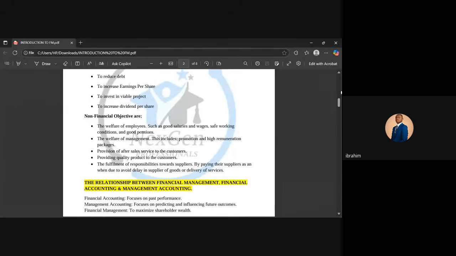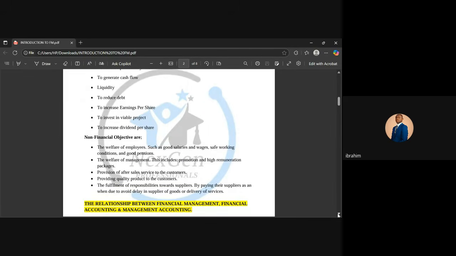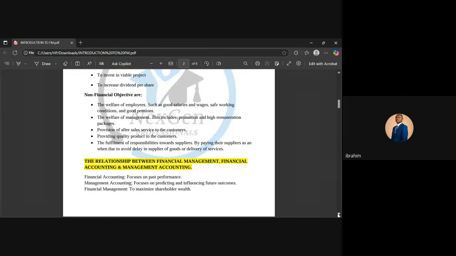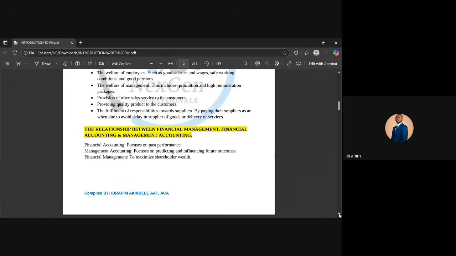So we've equally explained the financial and non-financial objectives, right? How do we create wealth for the shareholders? We have the financials and non-financials. In some questions, it may not be objective. You may be given maybe two years of financials, maybe 2020 and 2021, for you to do a comparative analysis of whether the company is actually adding value or creating value for the shareholders. Of course, you can as well use ratios. That is what we actually used in the first illustration.